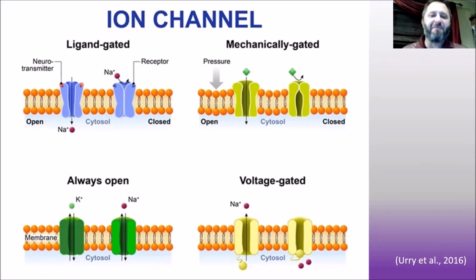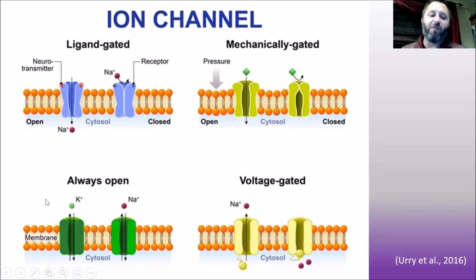Now, another type of ion channel would be a mechanically gated one. This is one where the gate is activated based on some sort of physical change. It could be a pressure or some kind of vibration. An example of this is touch, such as the skin.